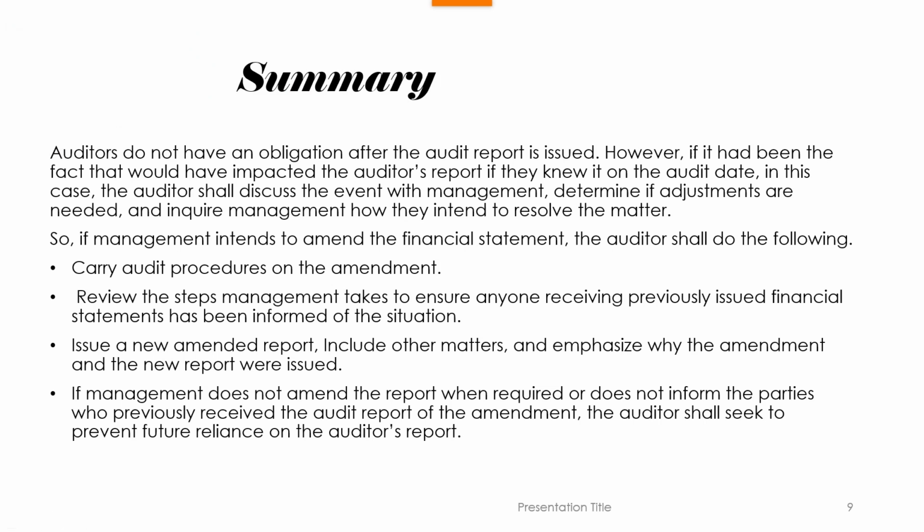To summarize, the auditor generally has no ongoing obligations after the audit report is issued. However, if a fact comes to light that would have affected the audit opinion, the auditor must discuss the matter with management, determine whether the financial statements need amendment, perform audit procedures on the amended statements, and issue a new audit report if required. If management refuses to act appropriately, the auditor must take steps to prevent reliance on the original audit report.